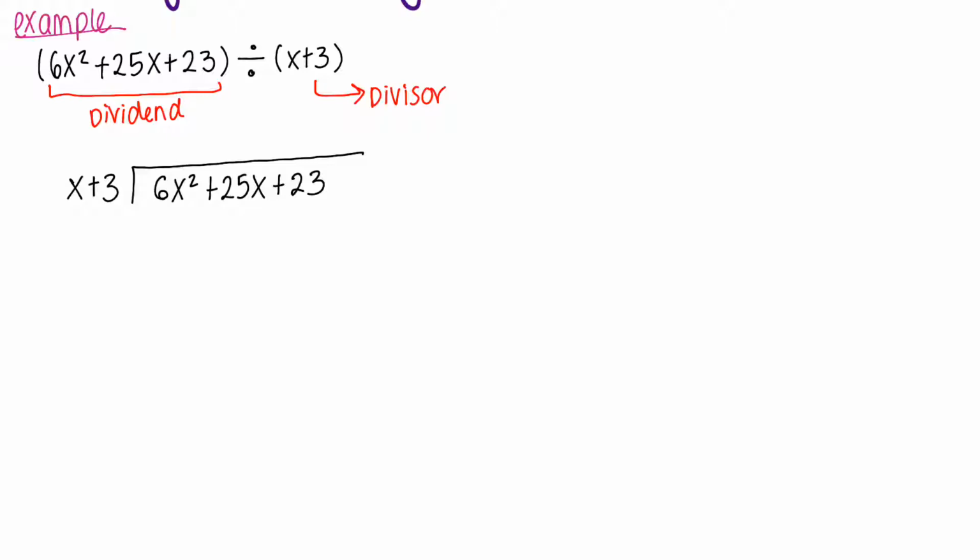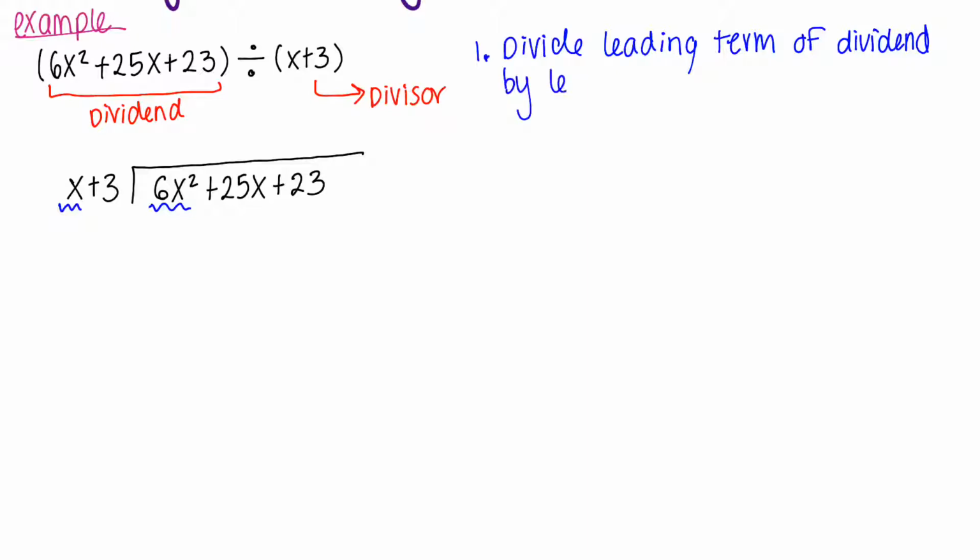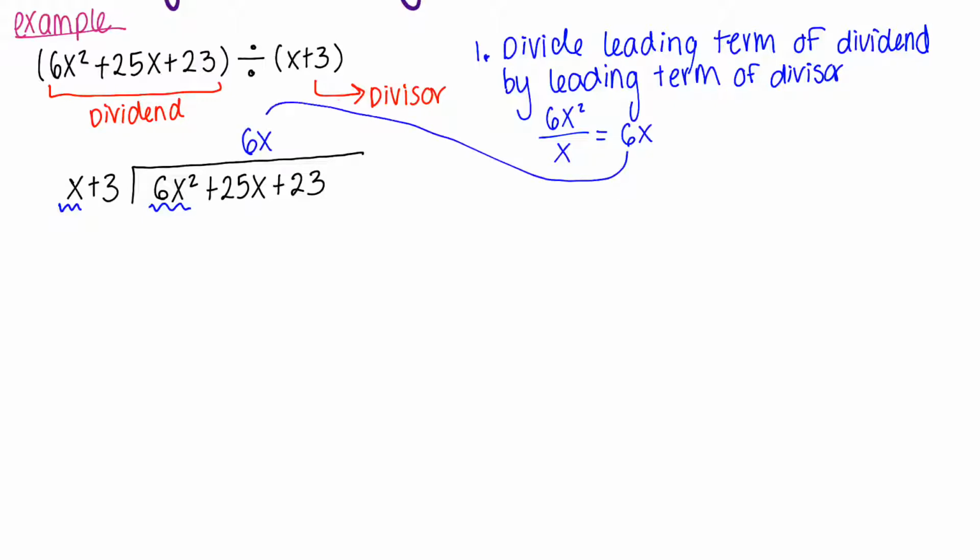So your first step, you take the leading term on the inside here, right? Let me underline it. You'll take that 6x squared, and you're going to divide it by the leading term of the divisor. So, leading term of dividend by leading term of divisor. Here I have 6x squared divided by x. That gives me 6x. That's what you put up top here.